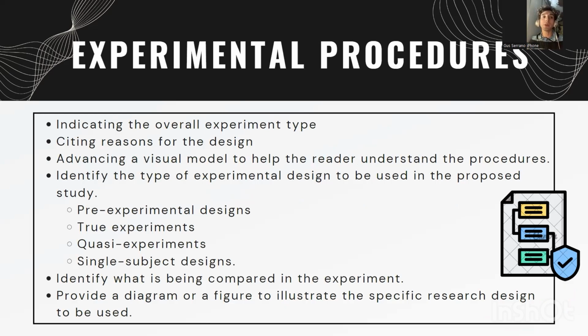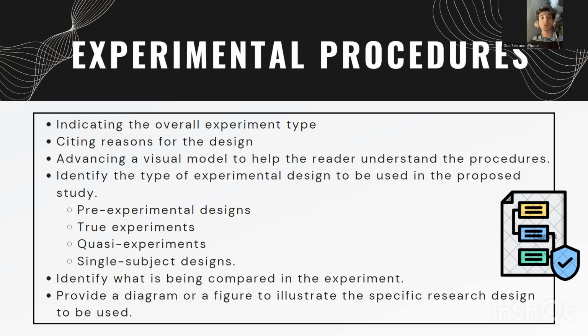And lastly, experimental procedures. Indicating the overall experimental type, citing reasons for the design, advancing a visual model to help the reader understand the procedures, identify the type of experimental design to be used in the proposed study. Here we have 4 types of experimental designs. The first one, pre-experimental design. The researcher studies a single group and provides an intervention during the experiment.